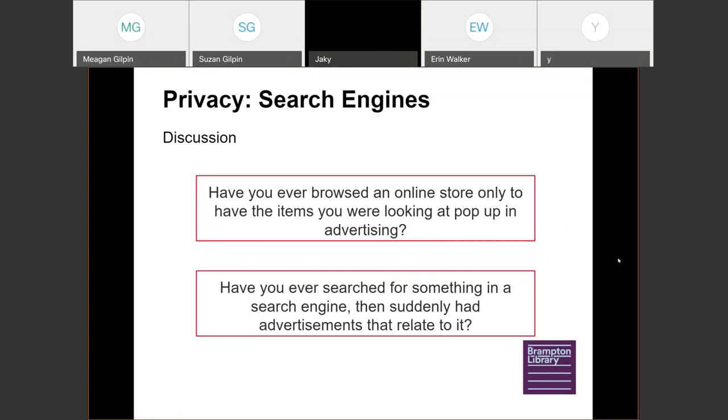I'm sure some of these scenarios on the screen have happened to you. You've been browsing an online store only to have the items you're looking at pop up in an ad on another website or on your Facebook page. That's happened to all of us. Have you ever searched for something in a search engine and then suddenly had ads popping up, say, in your email account or on other websites related to that? Yeah, all the time. They know what we're searching for, and they're trying to target us because they want us to click and purchase products. We are the product when we're on the internet.